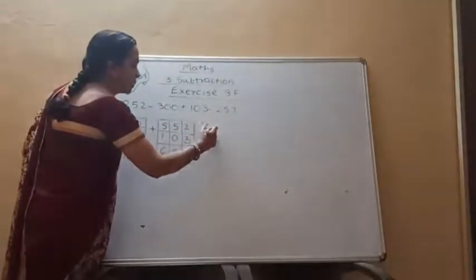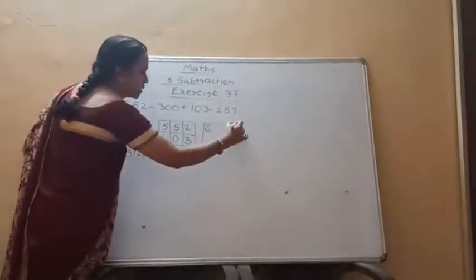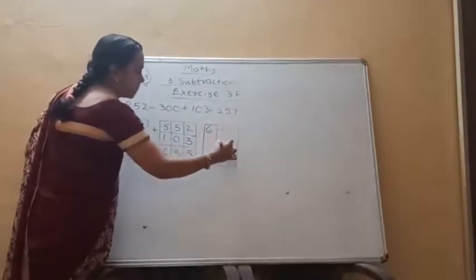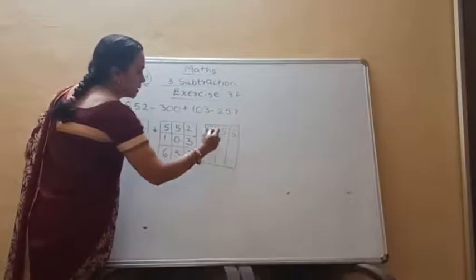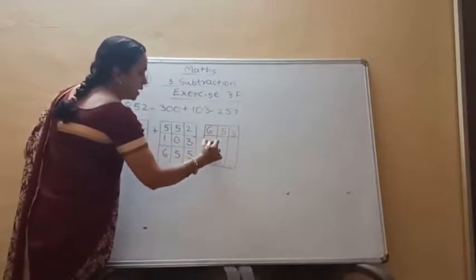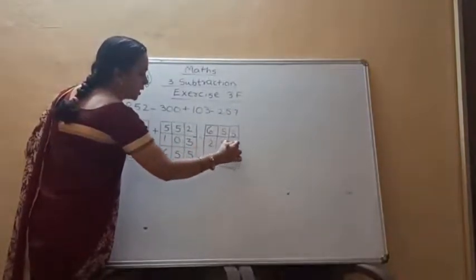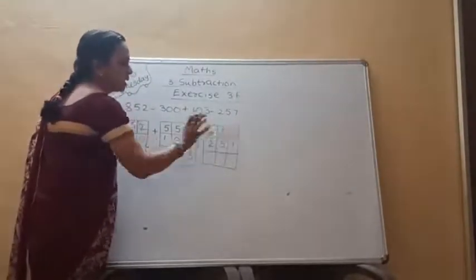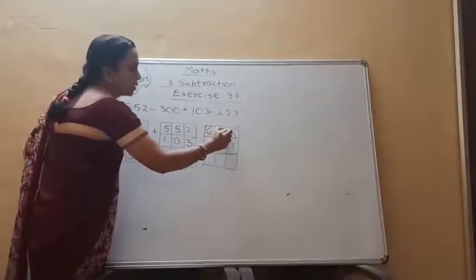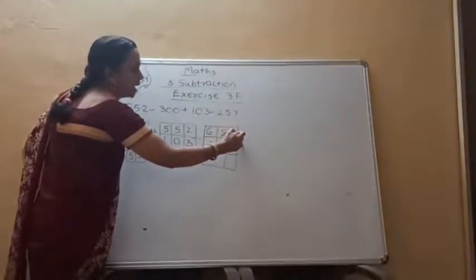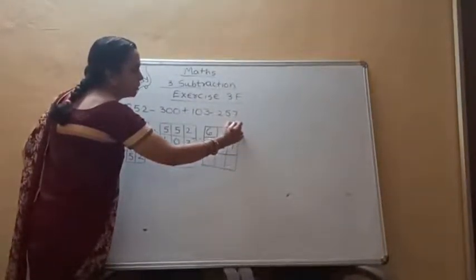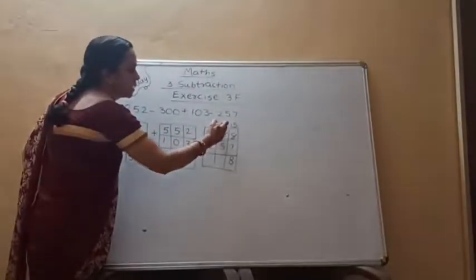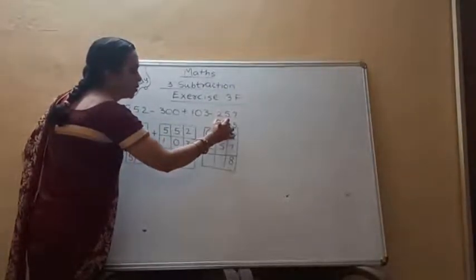655 minus 257. Okay. Now see, 5 minus 7 not possible. So take 1 from 5 and write down here 15. 15 minus 7, 8. 5 minus 1, 4.